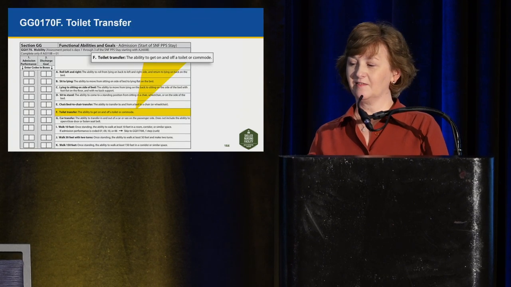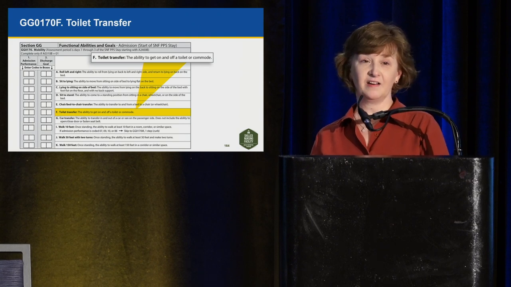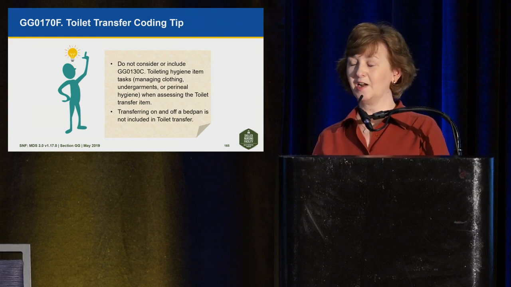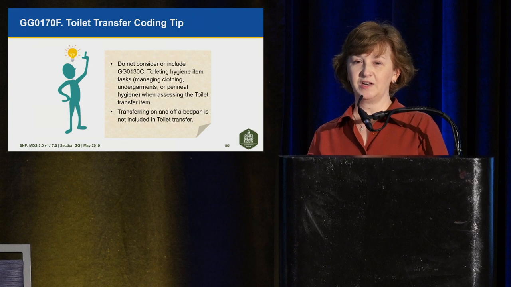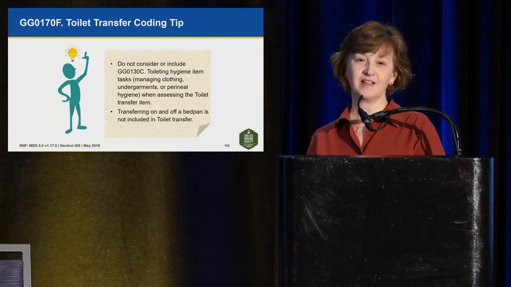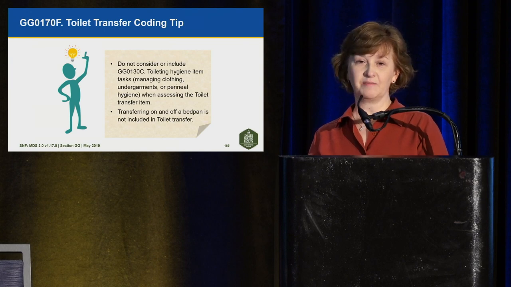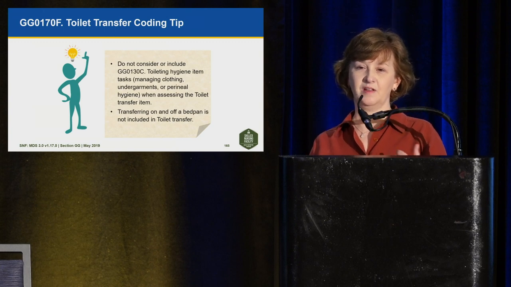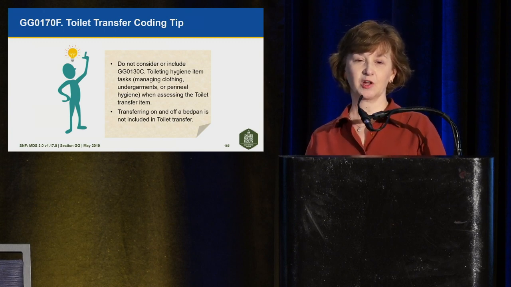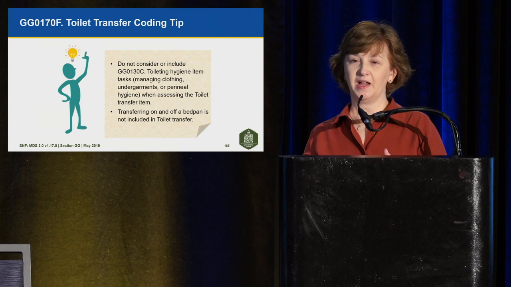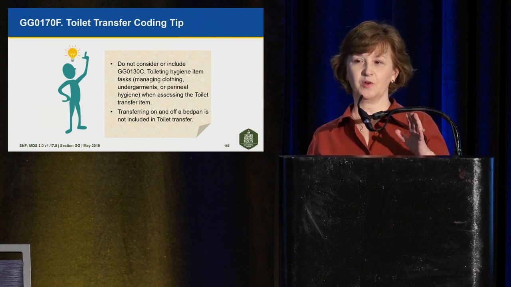Okay, the next activity is toilet transfer, and this is simply getting on and off the toilet. Again, based on help desk questions and prior training questions that you have provided, we wanted to share some coding tips that are both on the slides and in the RAI manual. So basically, do not consider or include toileting hygiene item tasks when you're coding the toilet transfer. Obviously, when somebody is actually going to the bathroom using a toilet or a commode, they will be managing clothing, doing cleansing, and managing clothing again. But in this instance, you have to kind of separate those out in your mind.